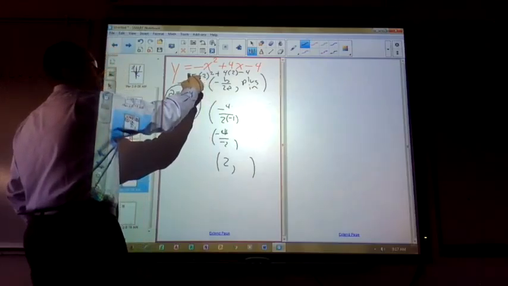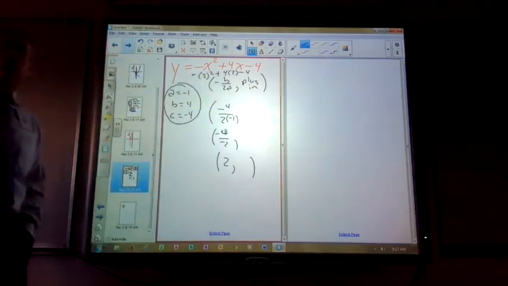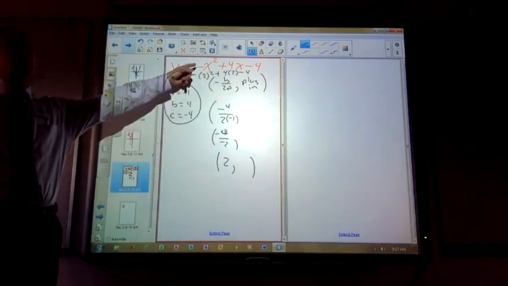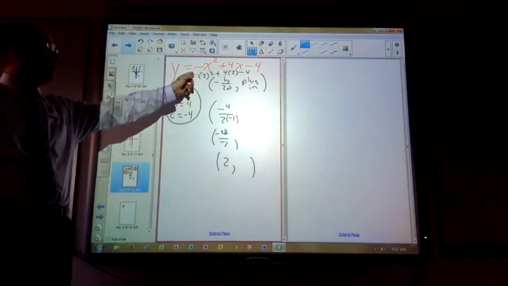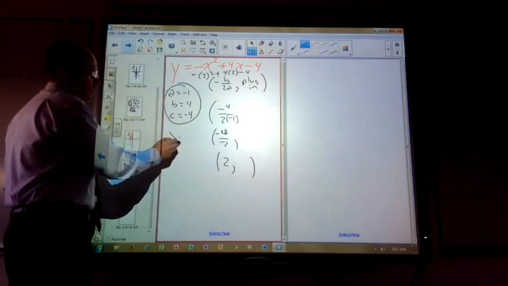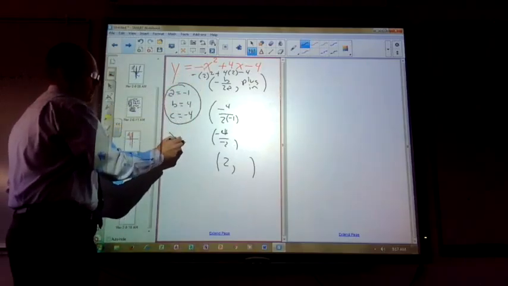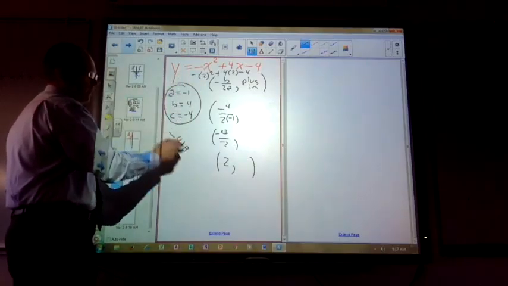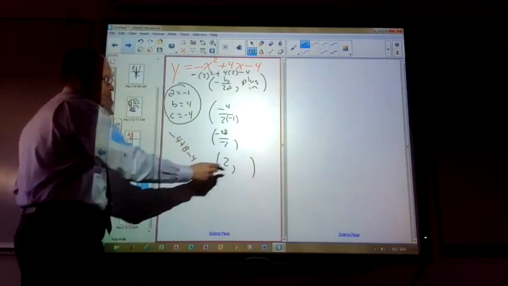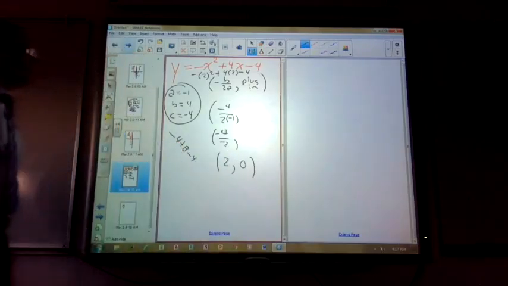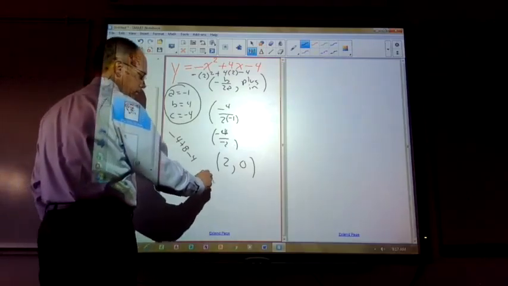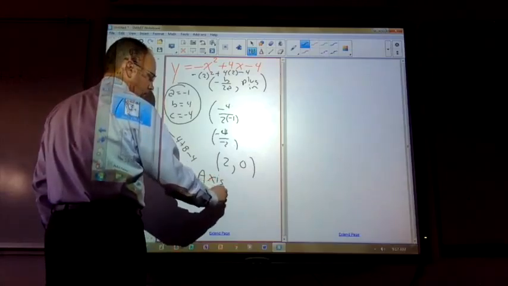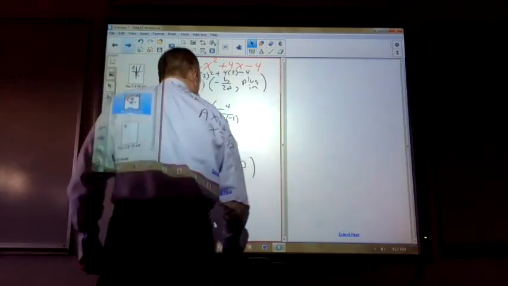Why do you think I didn't put this negative inside the parentheses? This negative is going to come along to the right. It's always going to be there. So 2 squared is 4, with the minus in front, so I get negative 4. 4 times 2 is 8. Minus 4. Now look at this one. It also is going to fall right on the axis of symmetry. X equals 2. Cool. Let's go graph it.